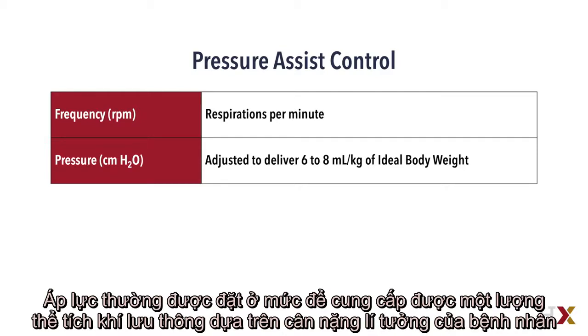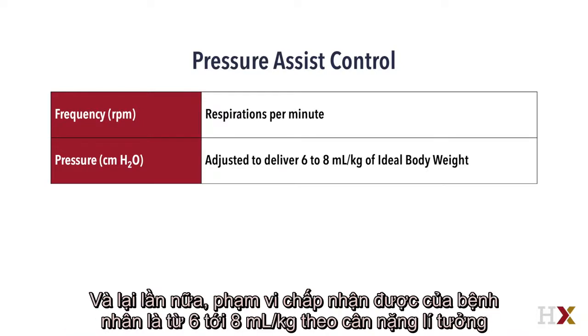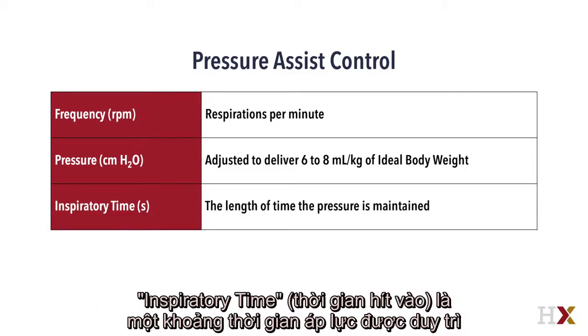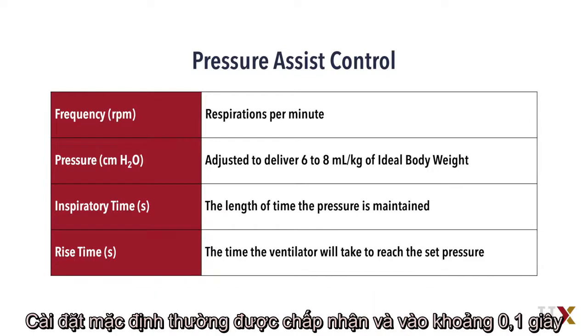The pressure is typically set at a level that will deliver a tidal volume to the patient based on their ideal body weight, which is their predicted body weight based on height and birth gender, not their actual body weight. Again, the acceptable range for patients is between 6 to 8 milliliters per kilogram of ideal body weight. Inspiratory time is the amount of time the pressure will be applied. Rise time is the time the ventilator will take to reach the pressure that you have set. The default setting is usually acceptable and somewhere around 0.1 seconds.